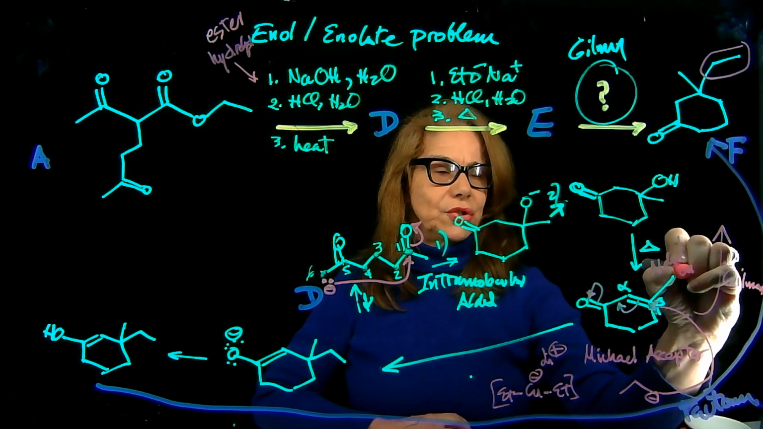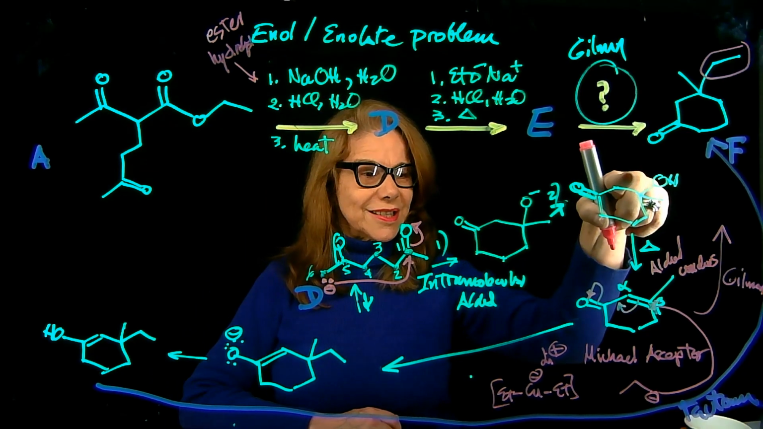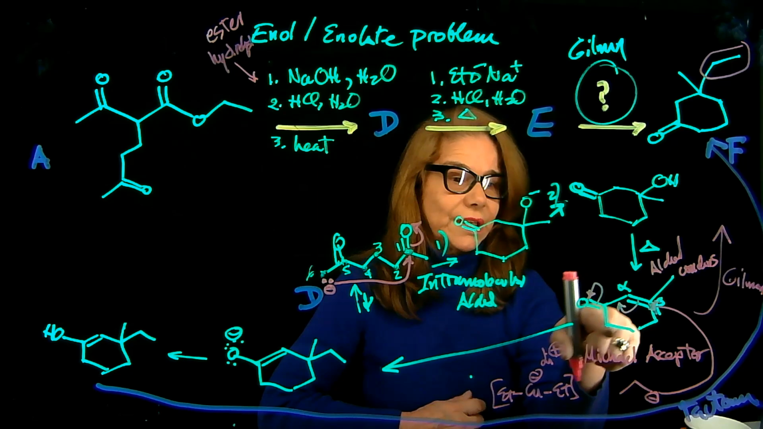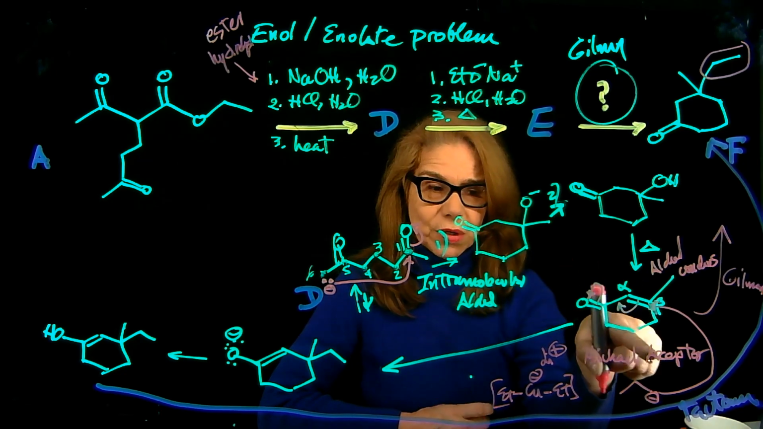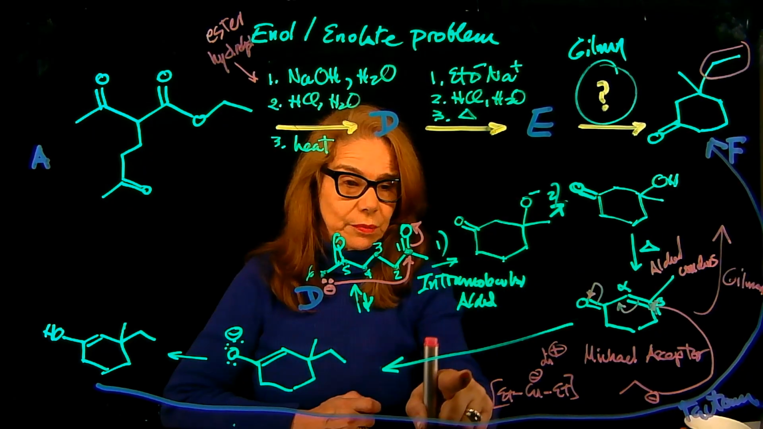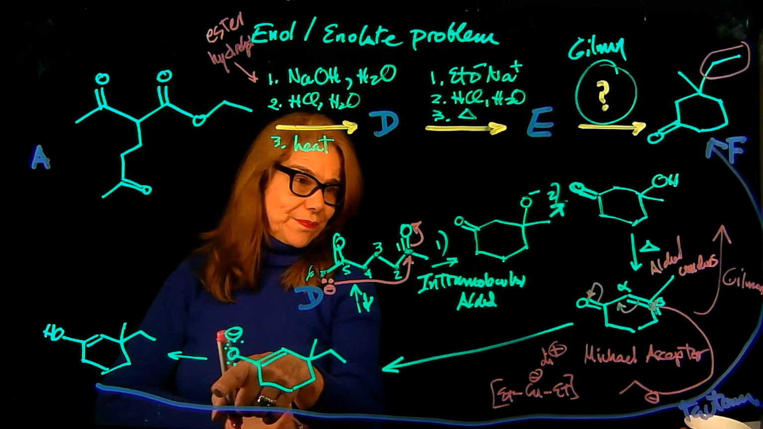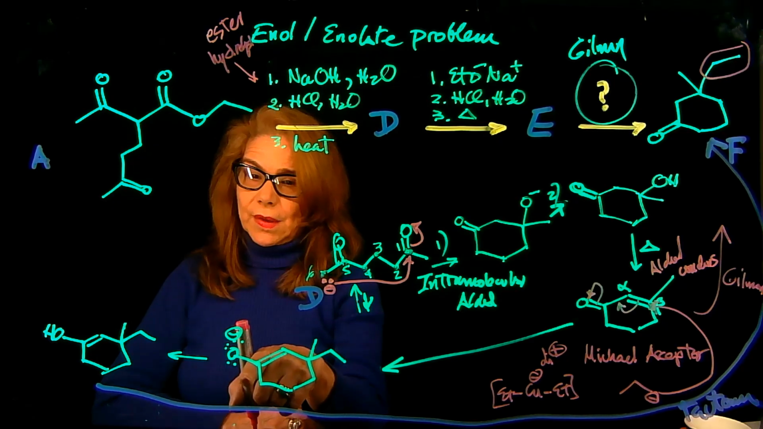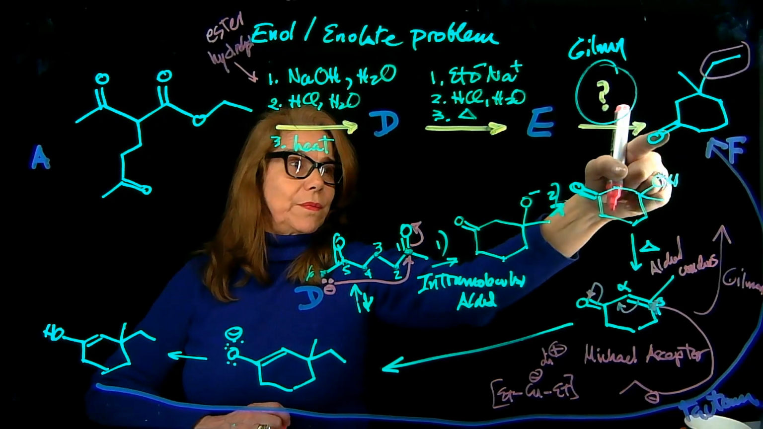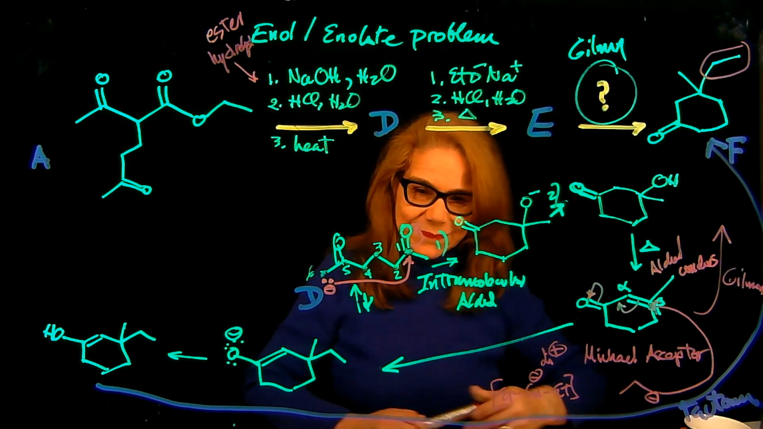Aldol condensation is after dehydration. So this is the aldol product. This is the aldol condensation product, your alpha beta unsaturated ketone. And then this works as a Michael acceptor. Your Michael donor is going to be Gilman. This is your Gilman. And you're going to attack with this over to the beta carbon, that is in the enolate form, and then we have the keto form here. This is the tautomer. Okay.